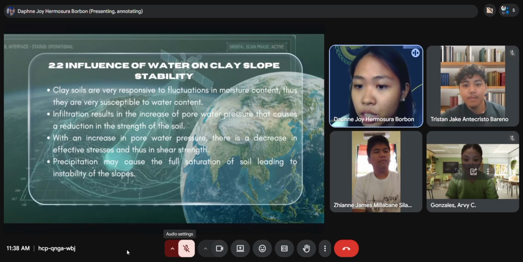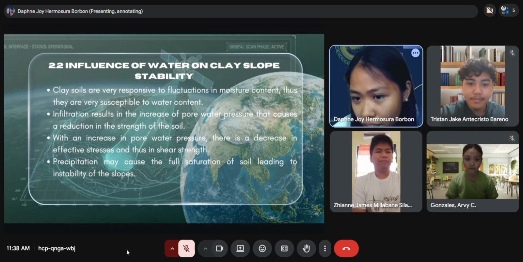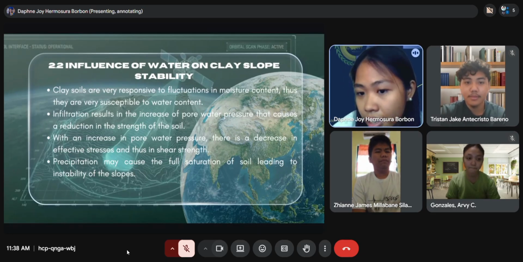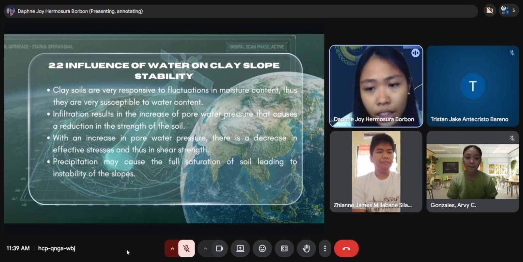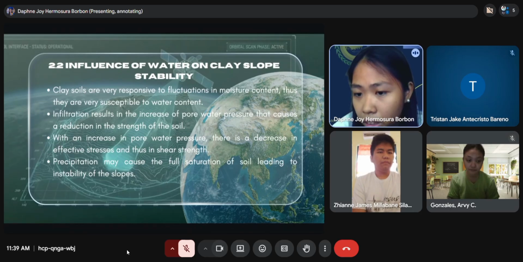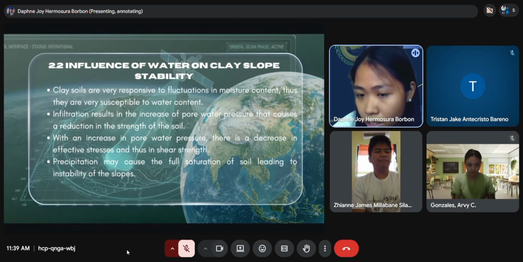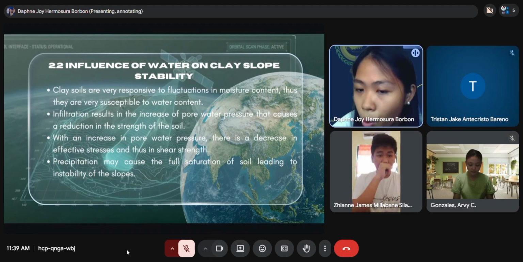Water has a major influence on slope stability because clay soils are highly sensitive to even small changes in moisture content due to their low permeability and fine particle structure. When water infiltrates into the ground, it fills the pore spaces between soil particles, leading to an increase in pore water pressure. This process reduces the contact force between particles, which weakens the internal structure of the soil mass. As pore water pressure increases, effective stress and shear strength decrease significantly. This makes the slope less resistant to gravitational forces and increases the likelihood of slope movement or failure.